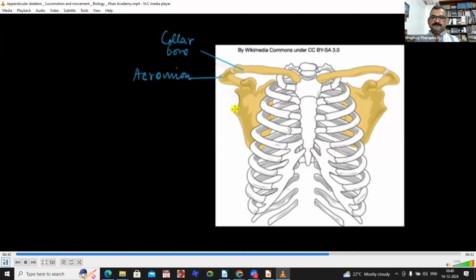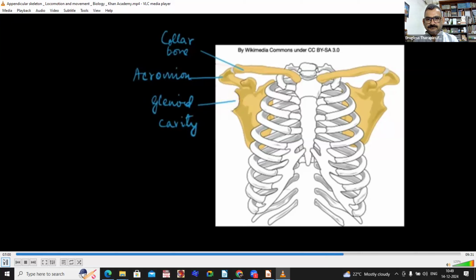Then you see this curved edge of the scapula. This is called the glenoid cavity. This is where the end of the humerus, the upper arm bone, fits.